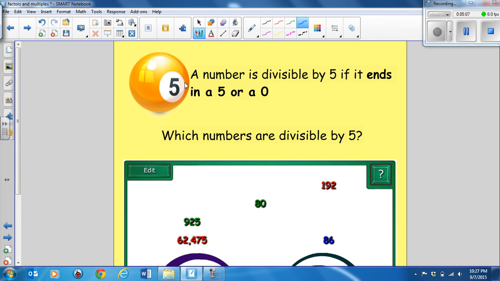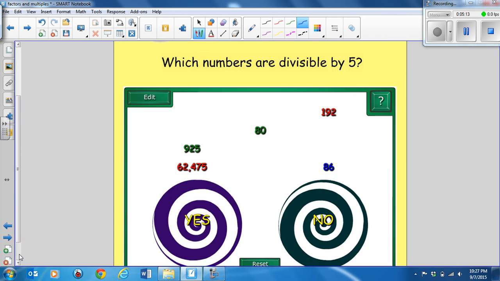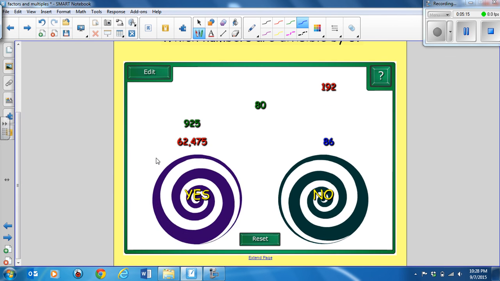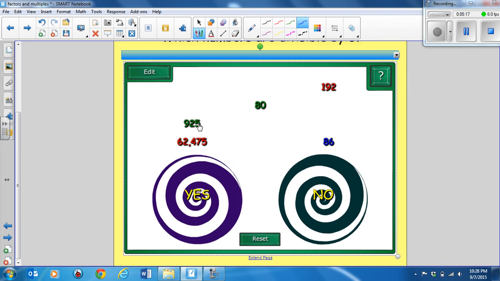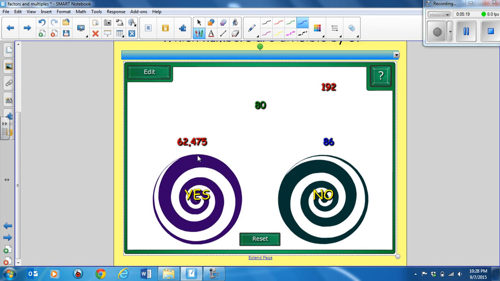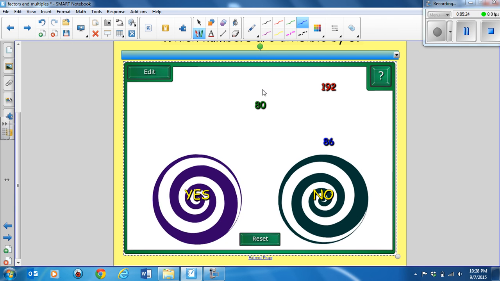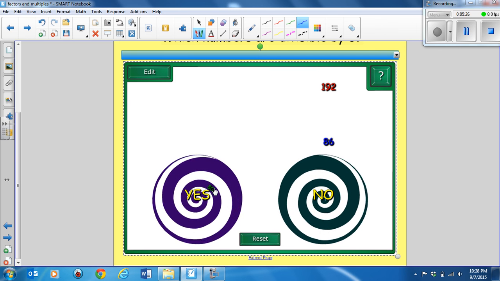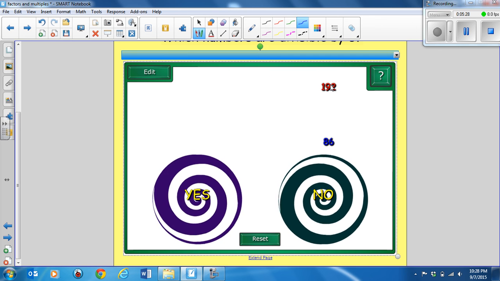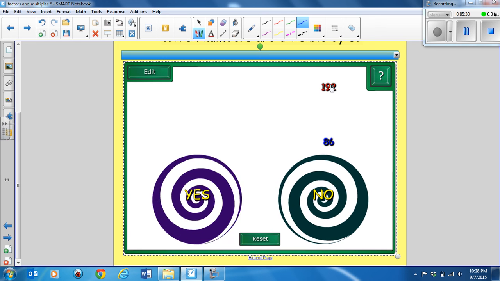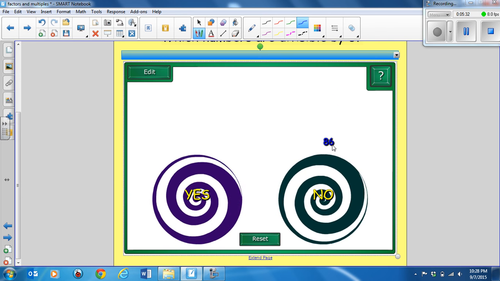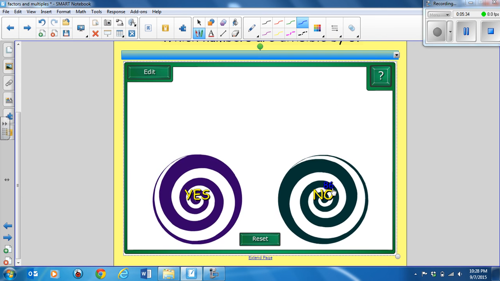All right, let's look at the next one, 5. A number is divisible by 5 if it ends in a 5 or 0. So let's take a look. This one should be pretty easy. This one ends in a 5, so it's divisible by 5. This one ends in a 5, so again, it's divisible by 5. This one ends in a 0, so it is divisible by 5. This one ends in a 2, so it is not. And then this one ends in a 6, so again, it is not.